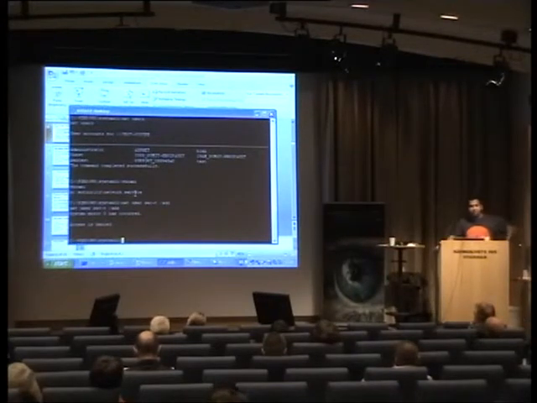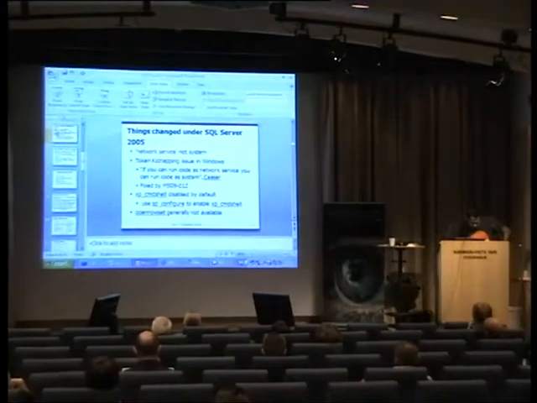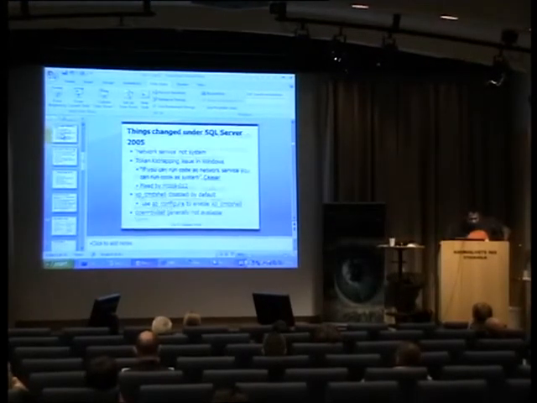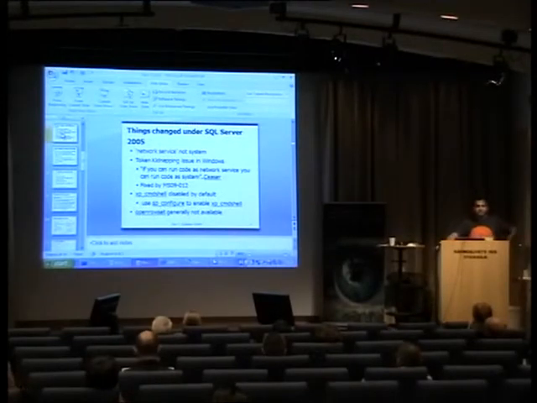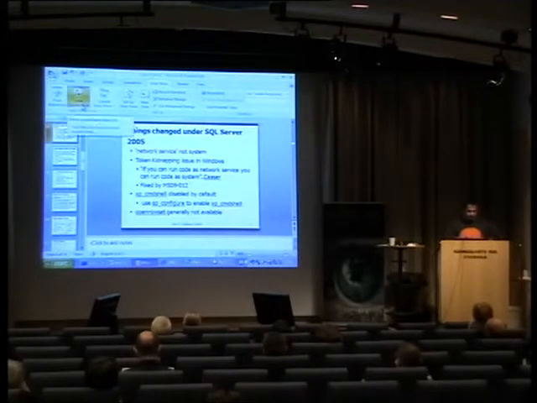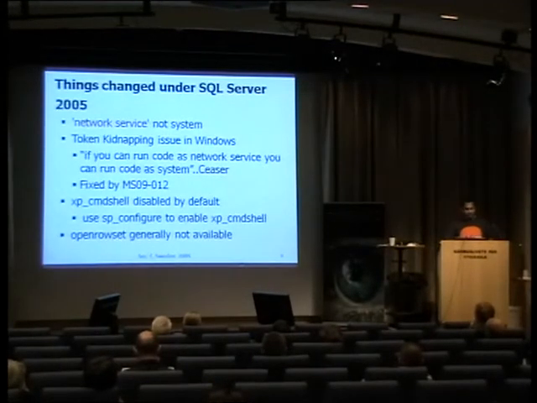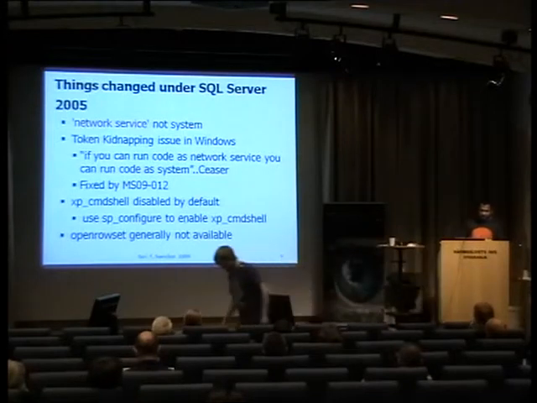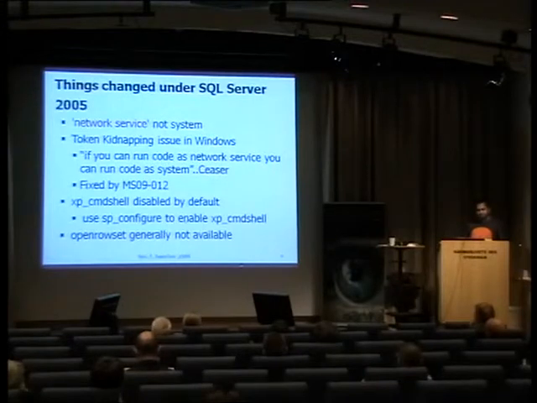Now, remember this vulnerability in Windows called token kidnapping? Anybody? MS-09, I actually have that number here somewhere. Okay, MS09-012, yeah, that one. It was basically a privilege escalation in Windows, which you can use to escalate your privileges from network service to that of system. I don't frankly understand that vulnerability very well, but all it is, in terms of the person who found it, is if you can run code as network service, you can run code as system.